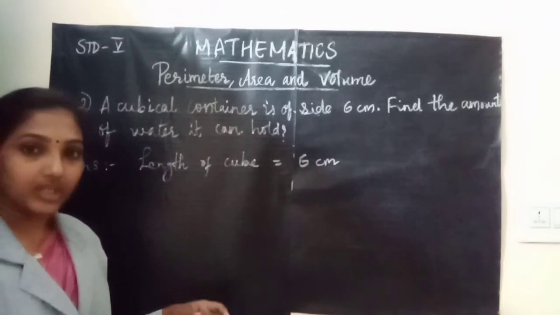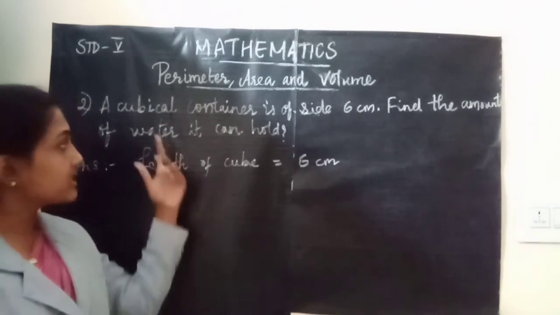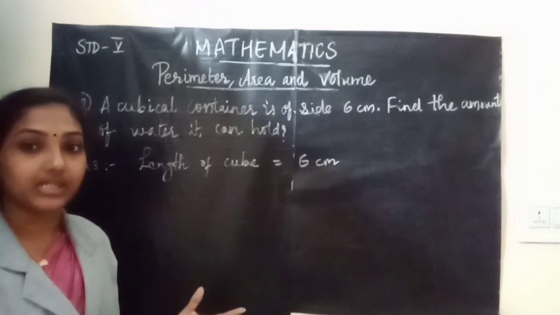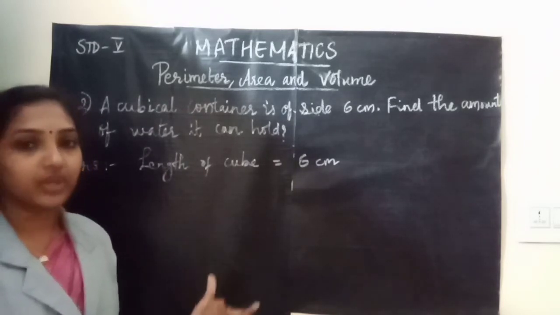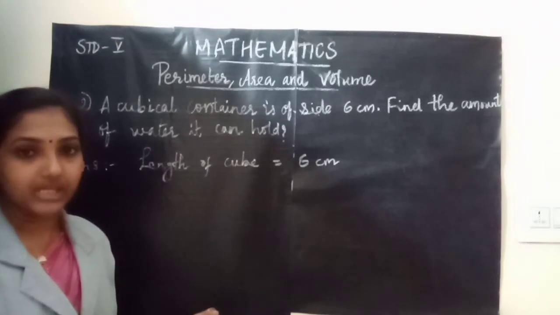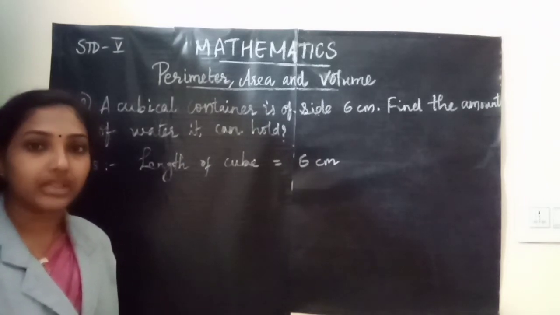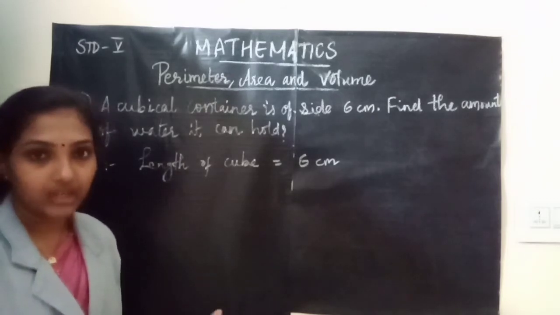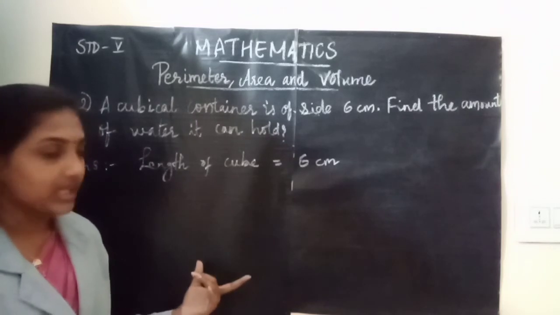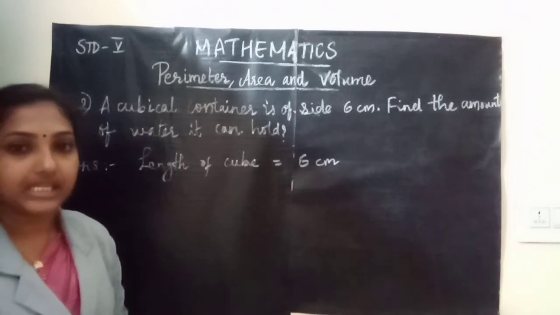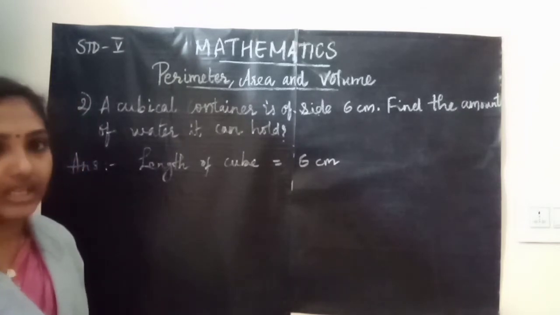Okay, so here we have a container and it is in the shape of a cube. It is a cubical container, so it is in the shape of a cube. The side of the cube is given as 6 centimeter, and in the case of a cube, all the three measurements, the length, breadth and height, are equal. So here the length of the cube is given and it is 6 centimeter, and we are asked to find the amount of water it can hold.